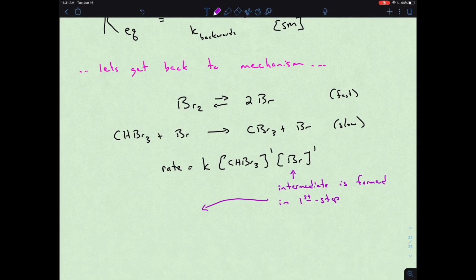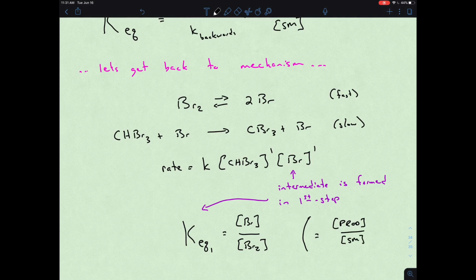And what governs that first step is an equilibrium constant. What is our equilibrium constant? Well, it would be our products over our starting materials. Right, remember? From above. And remember also with this mechanism idea, stoichiometry is also order. So we also have the square there as far as the order with respect to the bromine atoms.